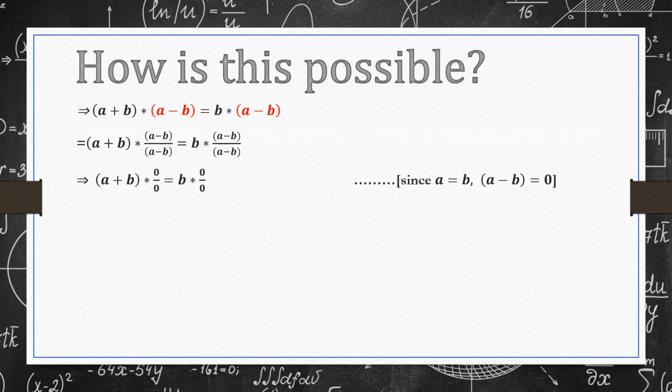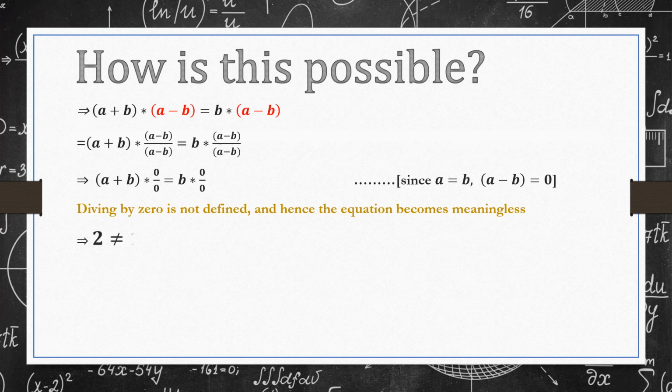So what we were doing as cancelling a minus b from both sides was nothing but dividing both sides of the equation by 0. And since in mathematics dividing by 0 is not clearly defined, the whole equation gets meaningless. So 2 is not equal to 1 because a plus b times 0 by 0 is equal to b times 0 by 0, which implies 0 is equal to 0 because 0 by 0 won't mean anything, and therefore 2 is not equal to 1.